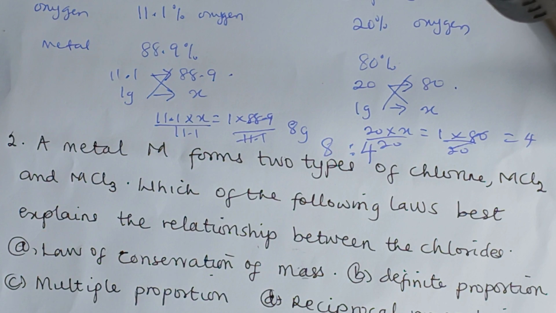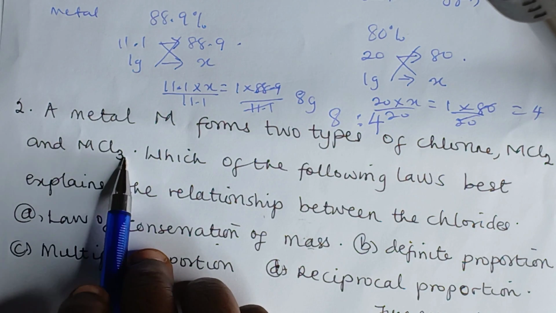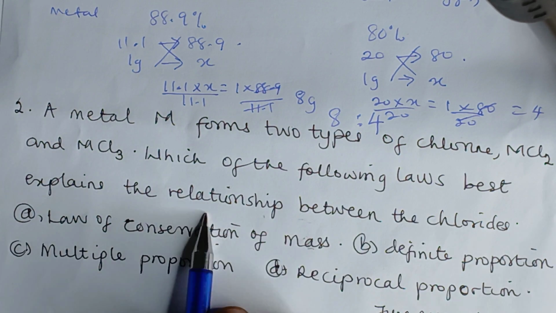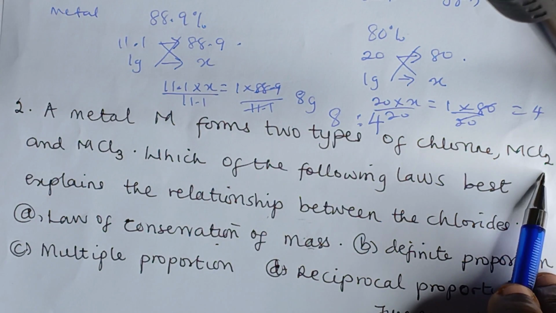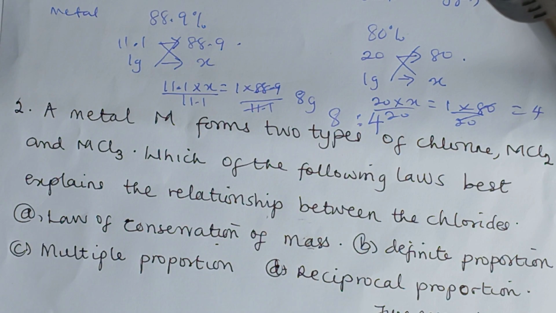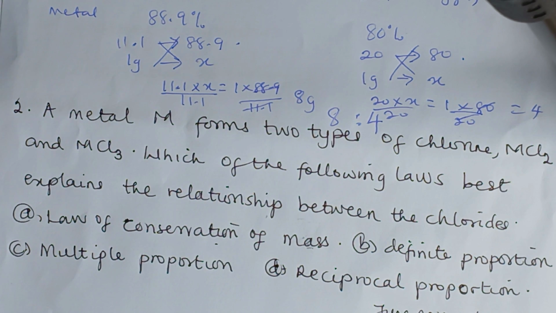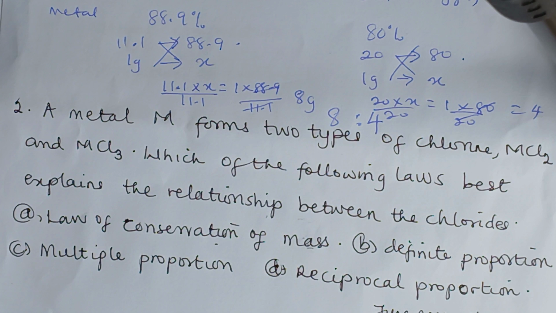A metal M forms 2 types of chloride, MCl2 and MCl3. Which of the following laws best explain the relationship between the chlorides? Look at this. M is fixed, while chlorine is changing, Cl2, Cl3, and these are in simple whole number ratio. Unlike the law of constant composition that only talks about the composition of the metal in the different samples, that they have almost the same mass, irrespective of where they are made or their sources. That is for the law of constant composition or definite proportion.